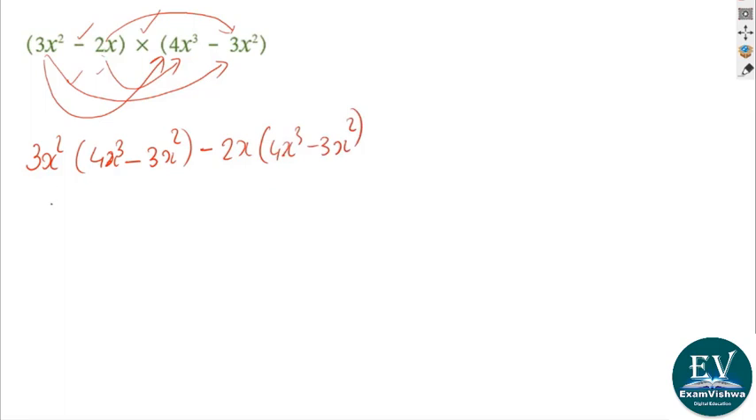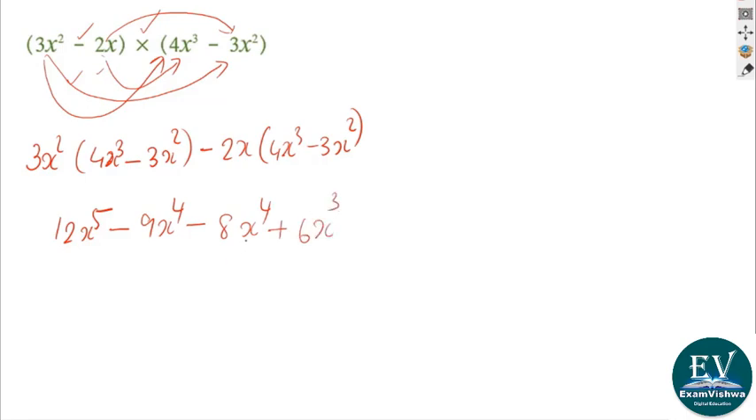So here it becomes 12x raised to 5, then 3x square times minus 3x square, here it is minus 9x raised to 4, then minus 2 into 4, minus 8x cube times x, it becomes x raised to 4, then minus 2x into minus 3x square, minus into minus is plus, and here it is 2 into 3, 6x cube.